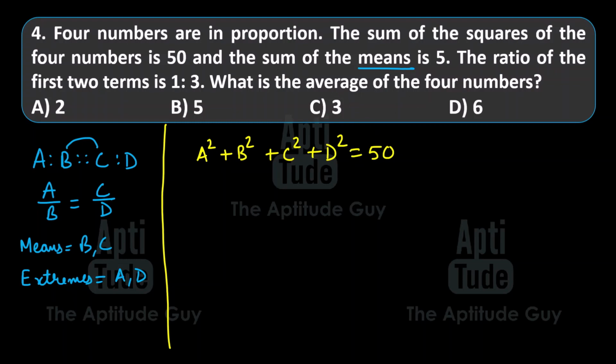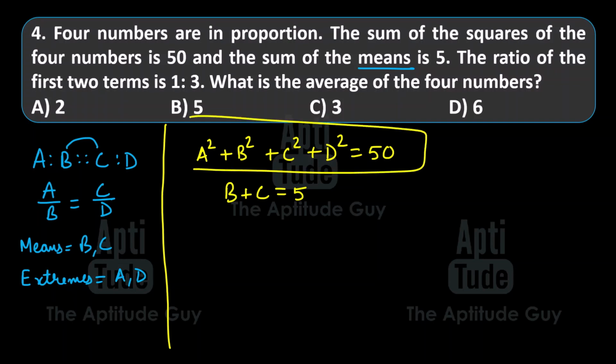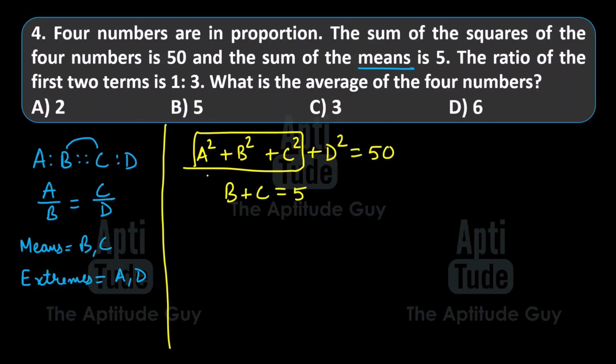And the sum of the numbers is 5. So a plus b plus c plus d is 5. Now looking at this equation, we are 100% sure that the maximum value that they can hold is 6. Because if even one of them is 7, suppose d is 7, 7 square is 49, then these three numbers together have to be 1, which is not possible. So the biggest number here is 6, and then everything else is below that.